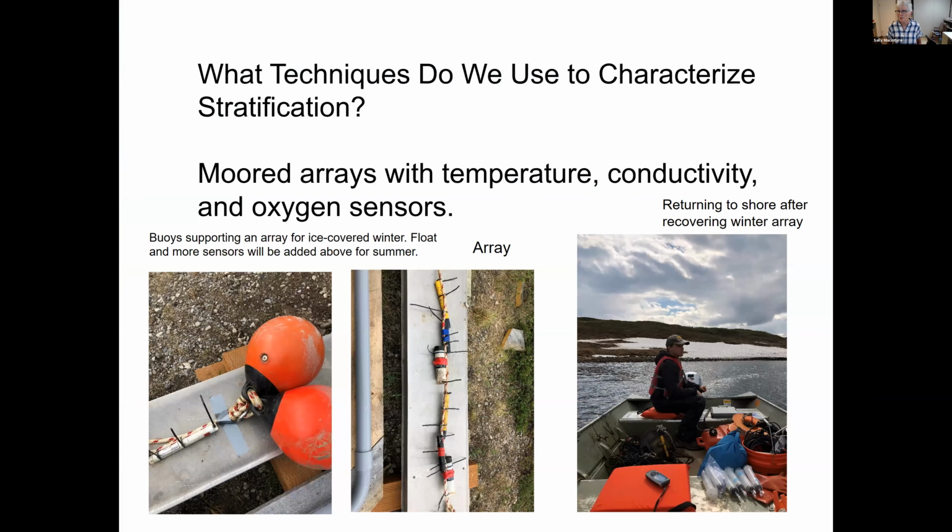And what techniques do we use to characterize stratification? Well, we use moored arrays with temperature, conductivity, and oxygen sensors. And this one's just to give you a sense of what things look like coming back from the field. But in the wintertime, we use the double buoys. Here's one of my temperature sensors. But nowadays it's not just temperature. You're also trying to get oxygen, conductivity, pressure, because we have so many more of these.